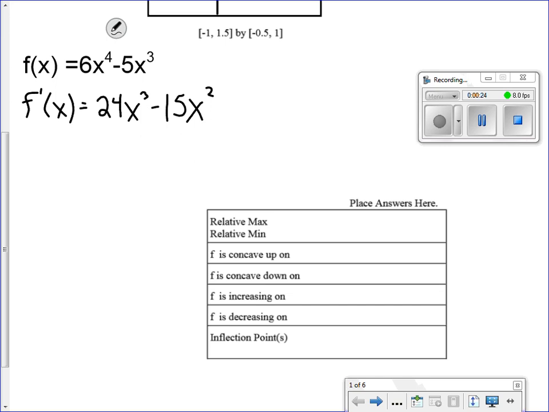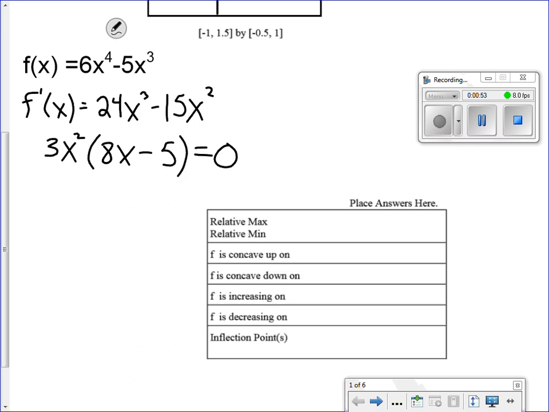And we want to get our critical values so we can make a sign chart. Critical values are where the derivative is either 0 or undefined. So it's defined everywhere. So if we set it equal to 0, we can factor. We could factor out a 3x squared. So we would have 8x minus 5. And again, we're setting it equal to 0 to get our critical values.